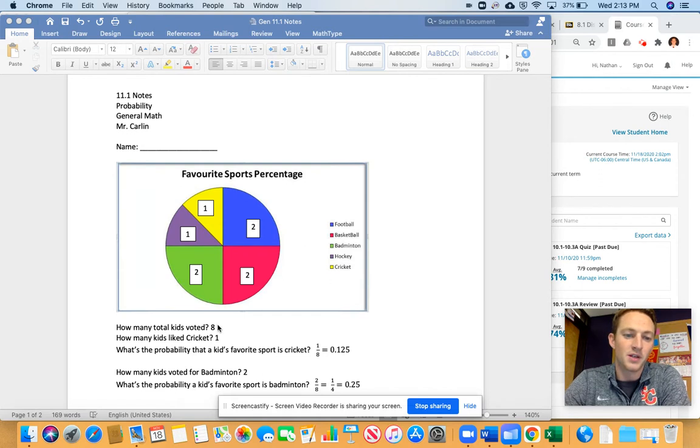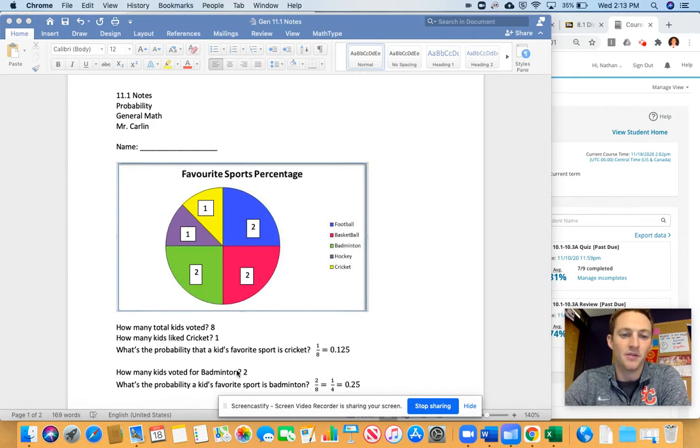Our first question is how many total kids voted? We just add up all the different fractions. So 2 plus 2 plus 2 plus 1 plus 1. We had 8 voters. How many kids liked cricket? There was one kid that liked cricket according to our graph. And then what was the probability that if you chose a random kid out of these 8, their favorite sport was cricket? You take the number of kids that like cricket divided by the total number of kids. So 1 divided by 8 is 0.125.